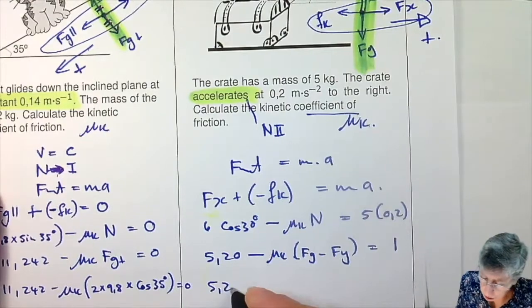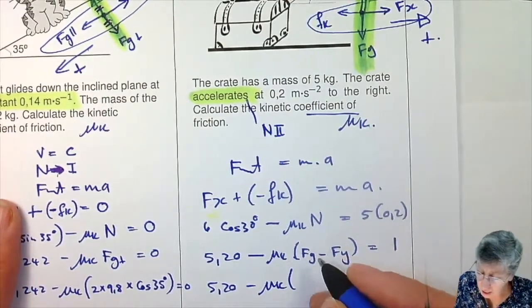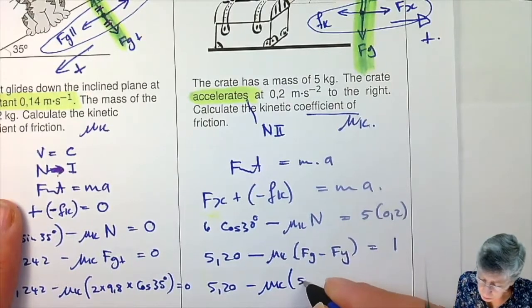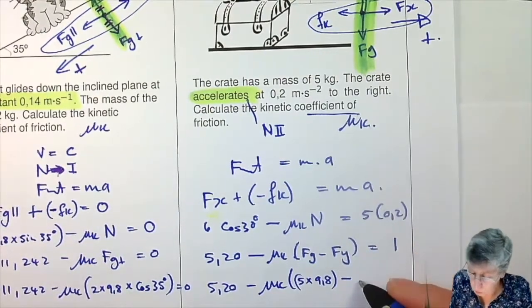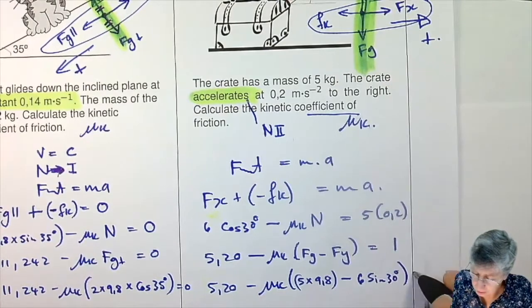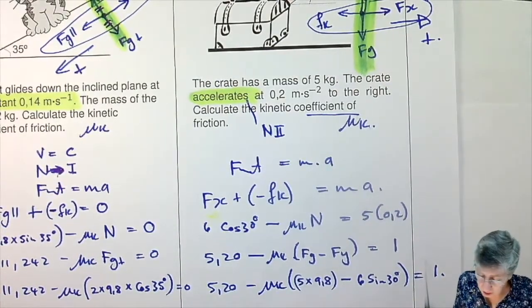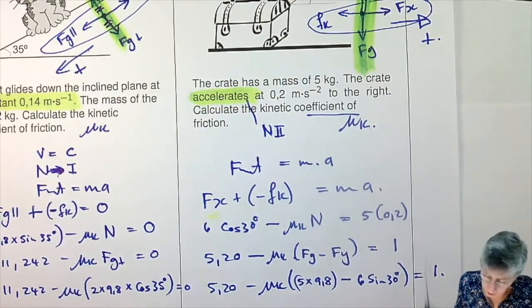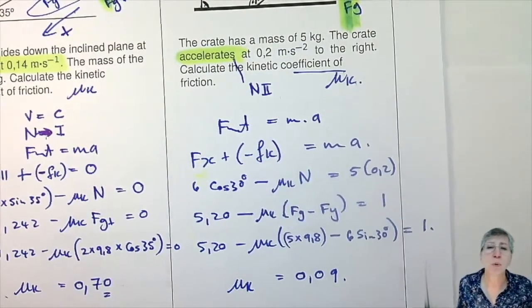Right, so 5.20 minus mu k, we get the whole gravity, and that will be 5 times 9.8 minus, and then the y component will be 6 sine of 30. And all of that is equal to 1. Right, so then you just have to solve for mu k, and you end up with 0.09. Well, that is very small, so this must be a very smooth surface.